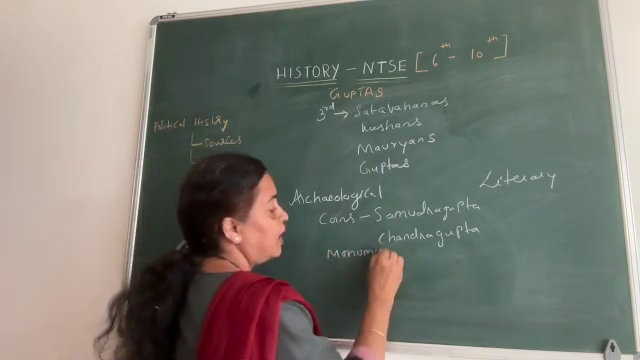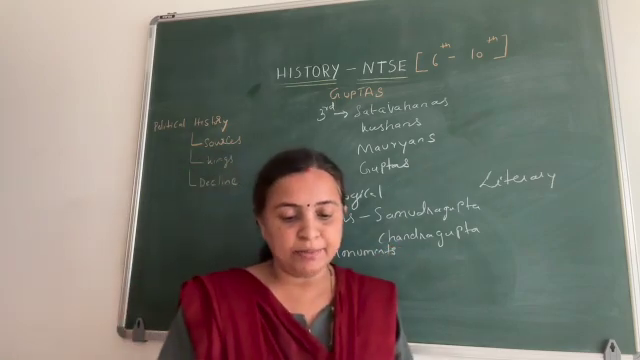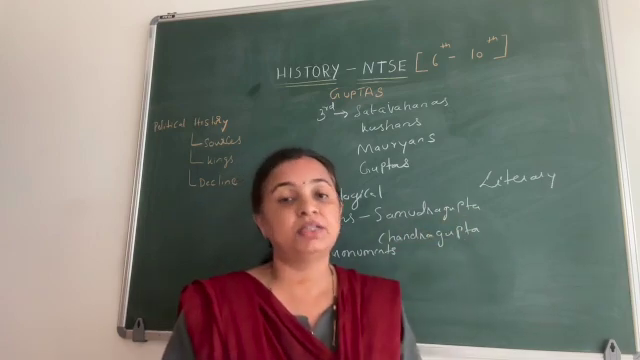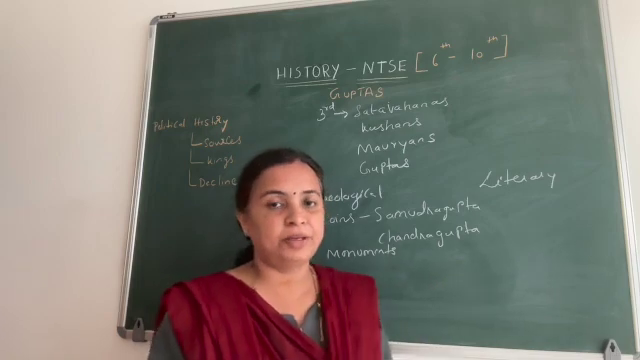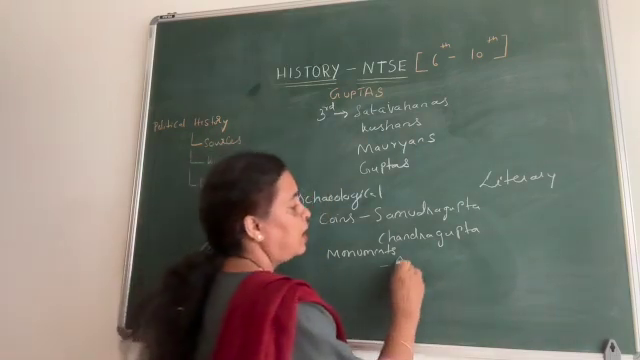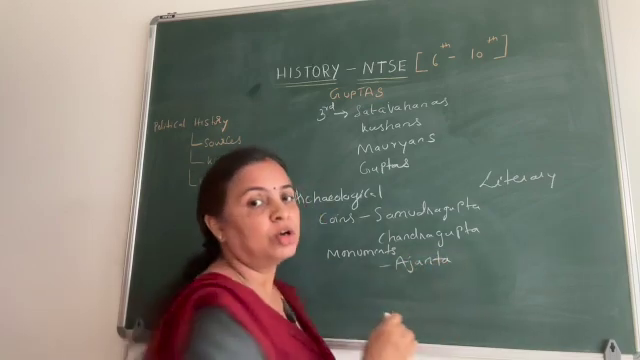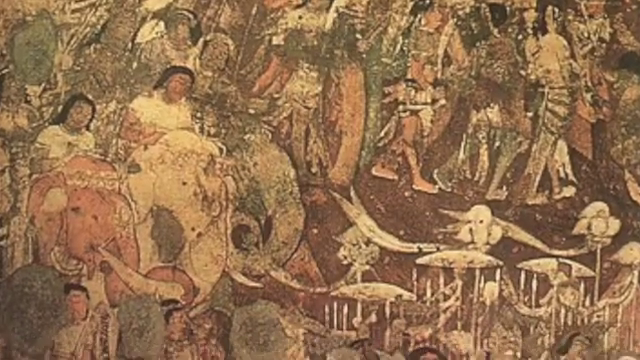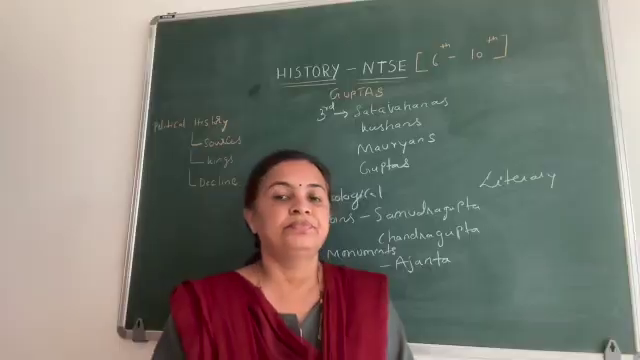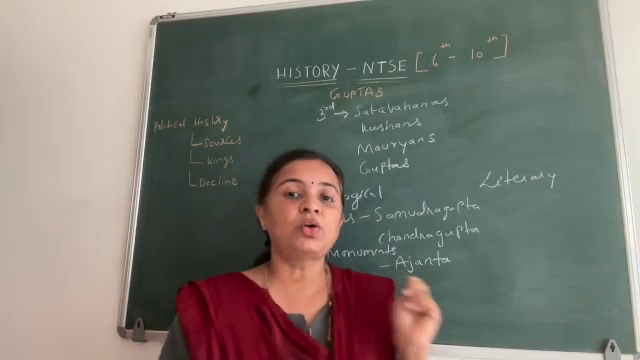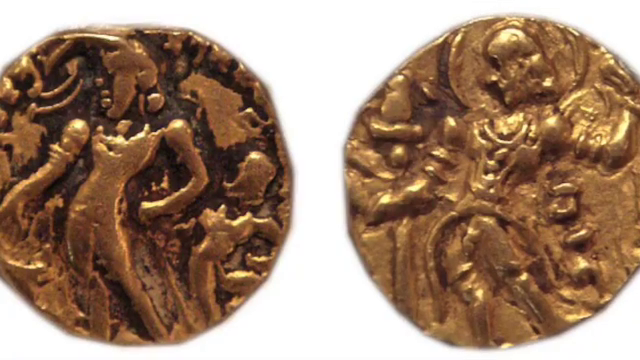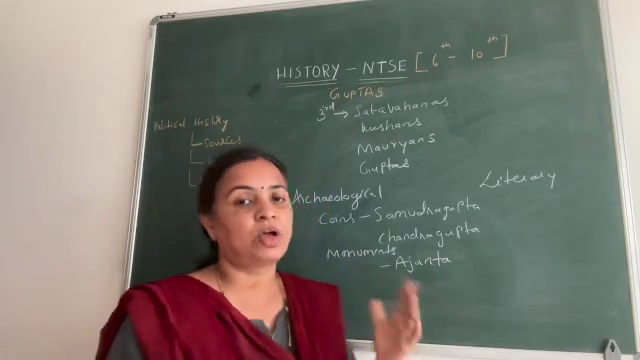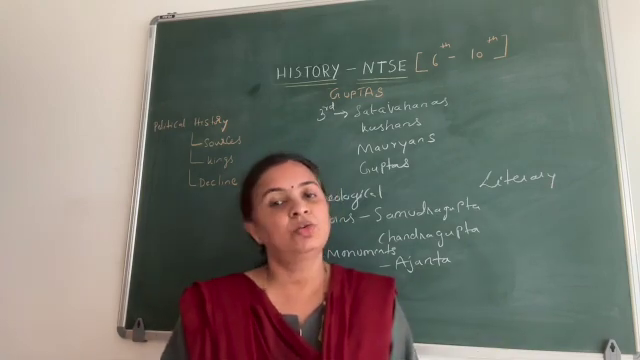Then we also have monuments. Monuments in the sense we have cave shrines, temples, and Buddha depicted during the Gupta time period. We also have paintings, especially the Ajanta paintings. These were all done during the Gupta era. You can take a look at the Ajanta paintings. You can also take a look at some of the coins found during that period. Through this we have come to know about the Gupta period.